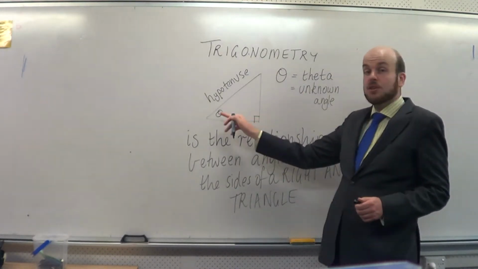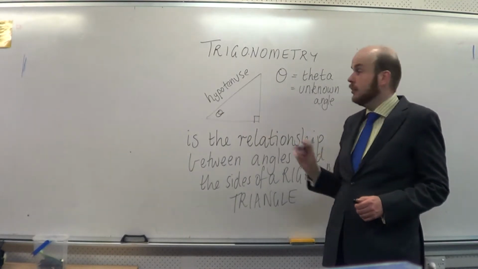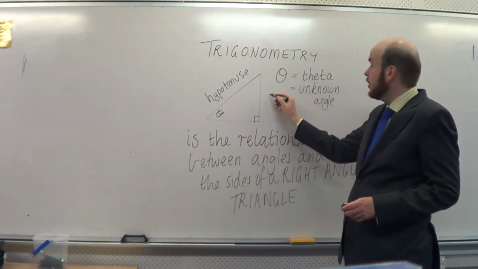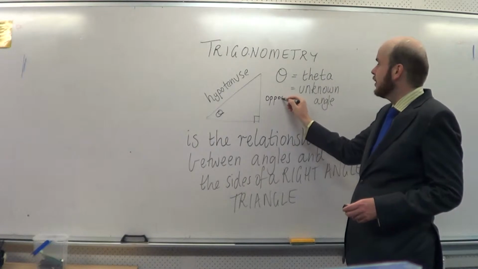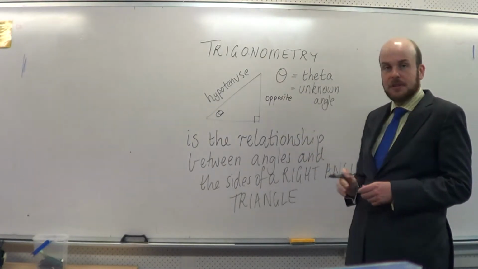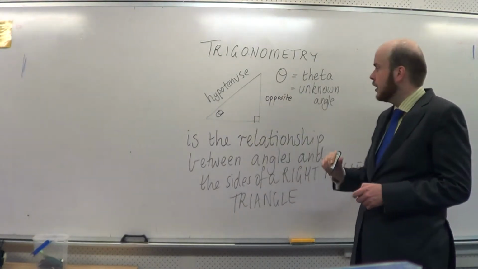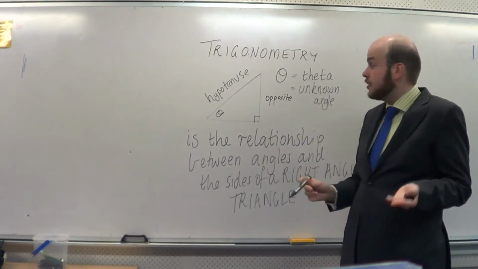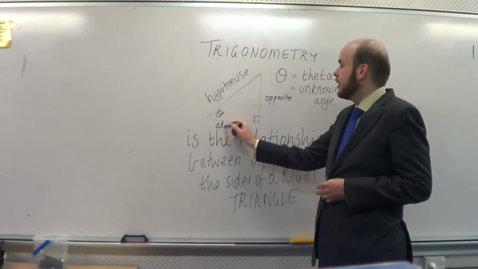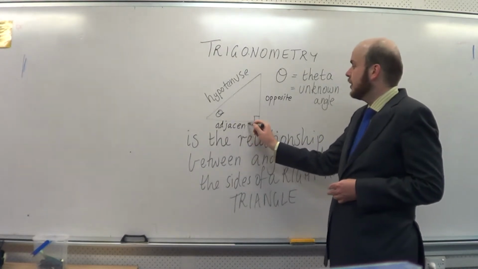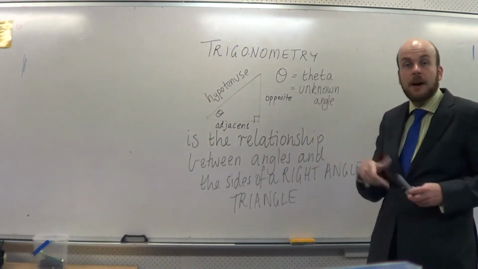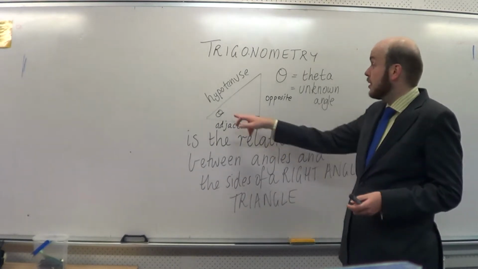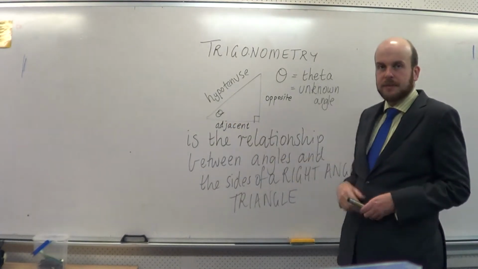The side that is opposite the angle, funnily enough, is called the opposite. It's the opposite side to the angle. The side next to that, or adjacent to that angle, is called the adjacent. Now, that's all in reference to this angle here.